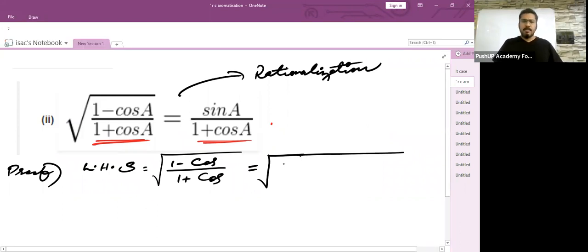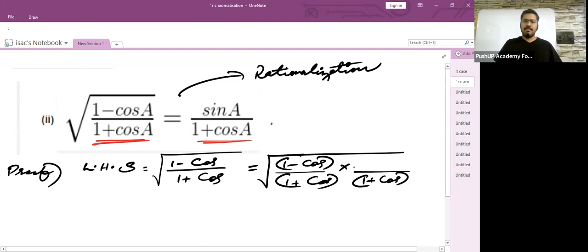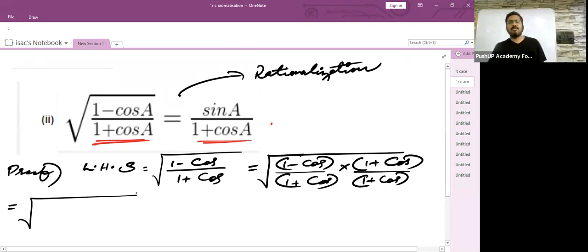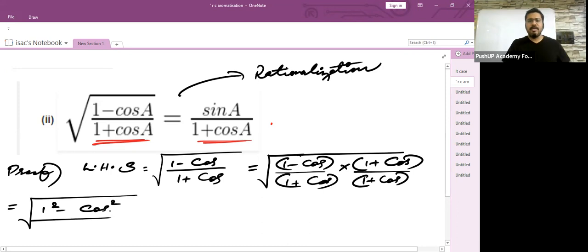So 1 minus cos, 1 plus cos. Let's multiply the numerator and denominator with 1 plus cos. This is equal to square root of, what is 1 minus cos into 1 plus cos? A minus b into a plus b, that is a square minus b square. So you can write in the numerator 1 square minus cos square, whole divided by, what is 1 plus cos into 1 plus cos? 1 plus cos the whole square. 1 plus cos the whole square.